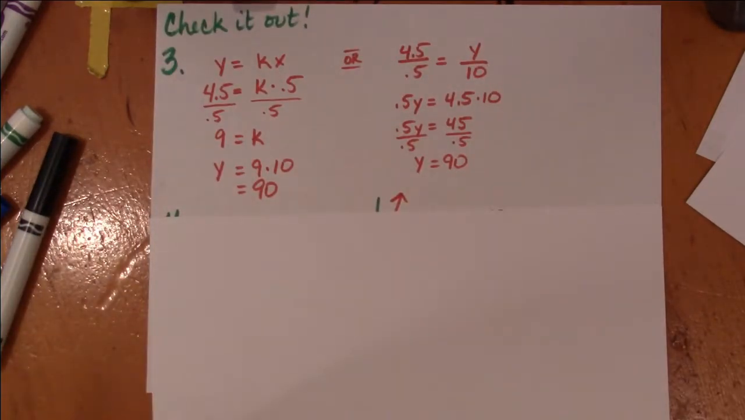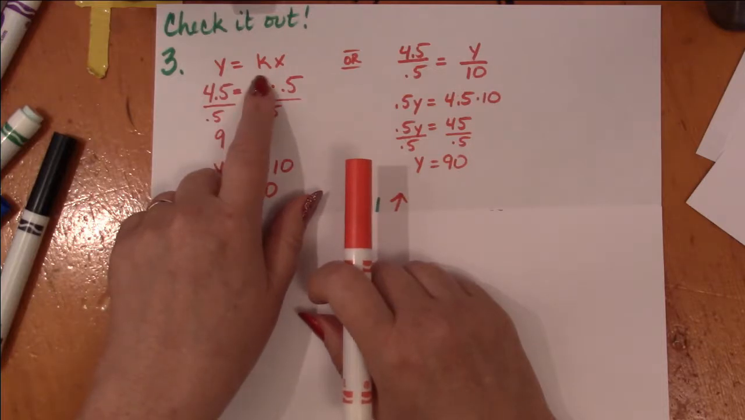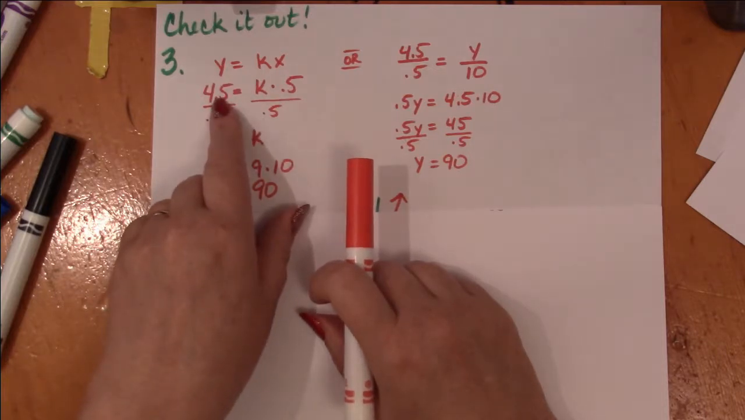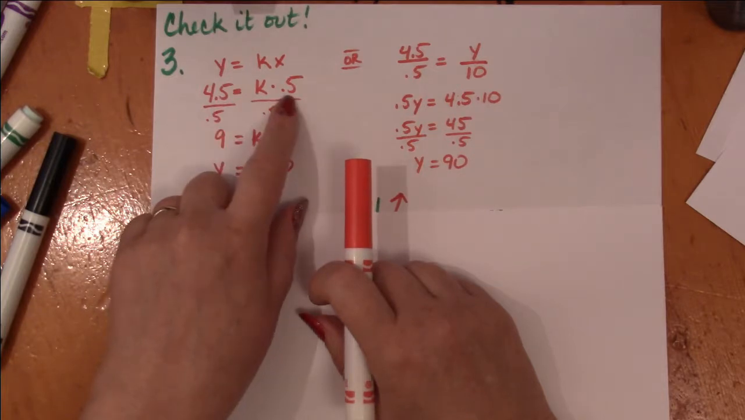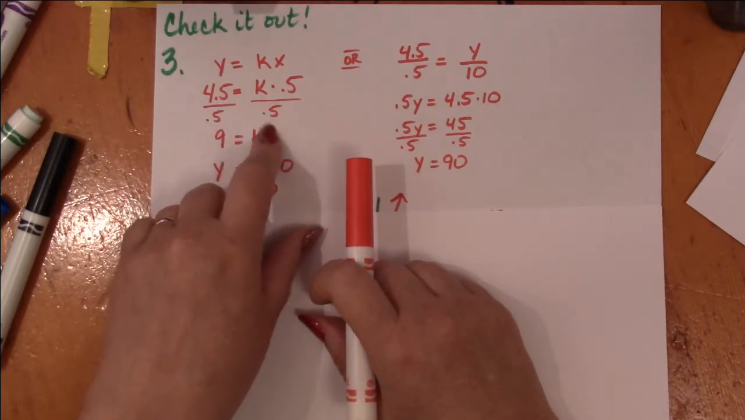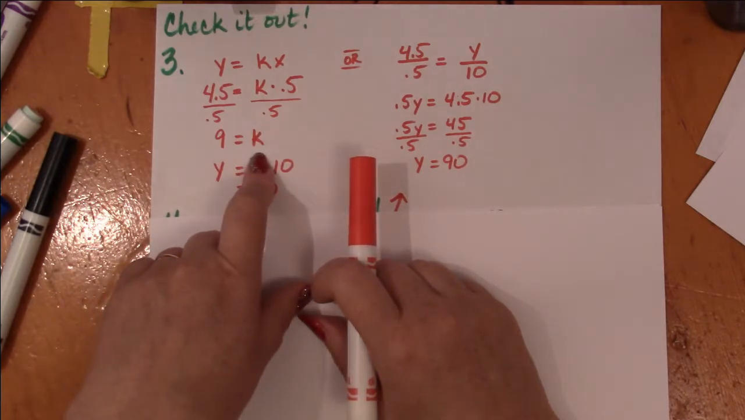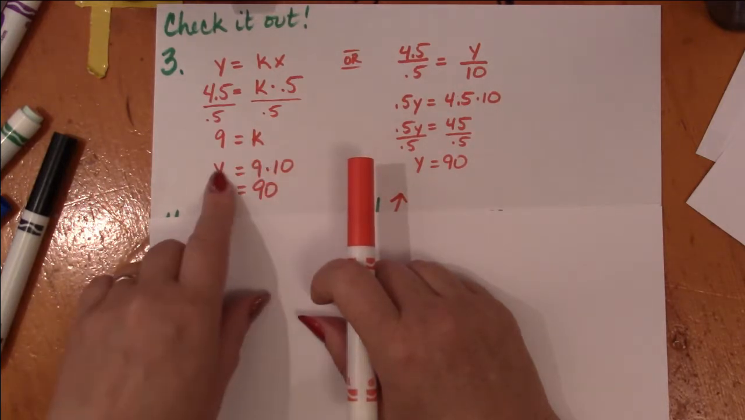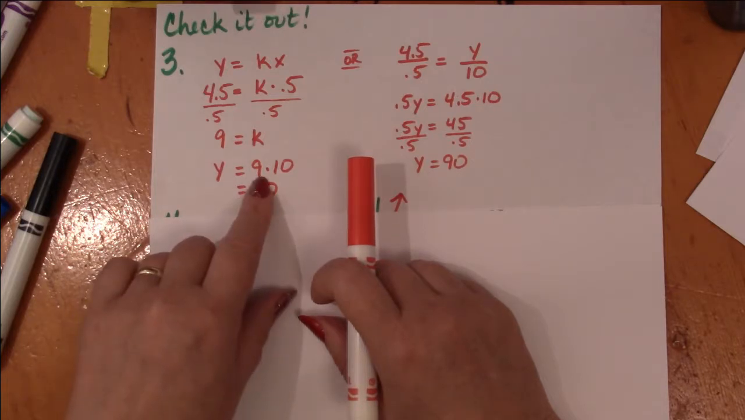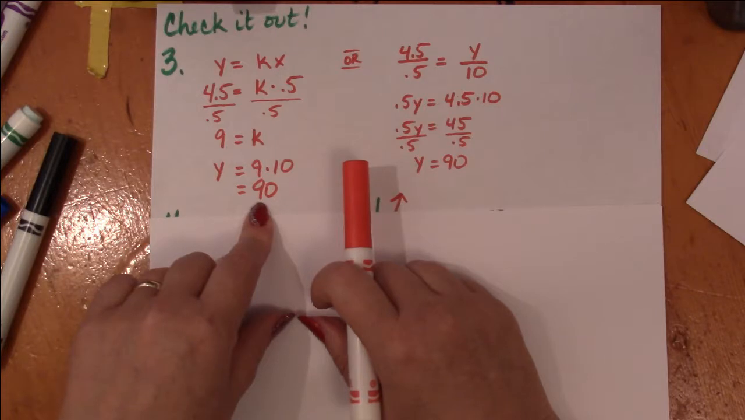All right, check it out number 3. The value of y varies directly with x, and y equals 4.5 when x equals 0.5. So I'm going to start by solving the equation, plugging y and x in. I'm going to divide each side by 0.5 so I can get k. And then the question is, find y when x equals 10. Find y when k is 9 and x is 10, y is 90.